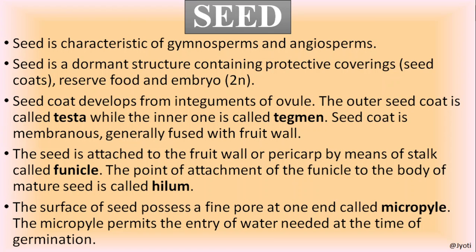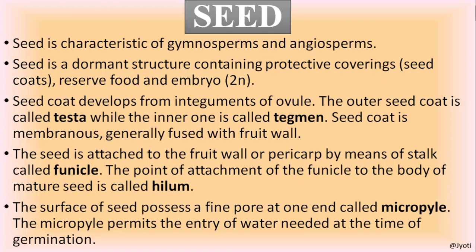Now let us discuss the seed coats. The seed coats develop from the integuments of the ovule. As I have told you, the seeds are developed from the ovule after fertilization. The ovule develops into seed. The ovule has two integuments, meaning two coverings, and each of these coverings gives rise to a seed coat. The outer seed coat is called testa and the inner seed coat is called tegmen. Very, very important from the examination point of view.